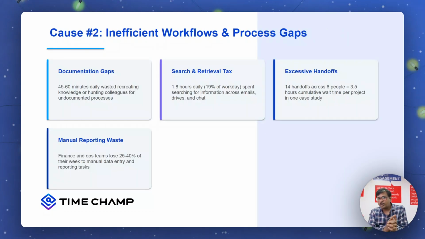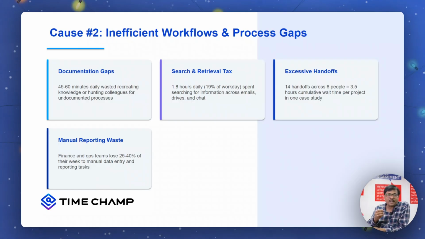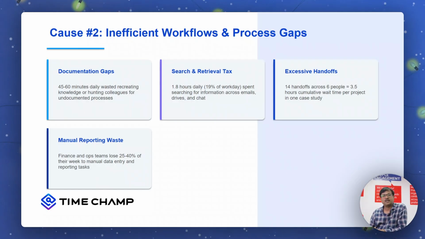Now let's talk about the second major cause of unproductive hours, and this one surprises a lot of leaders because it has nothing to do with employee motivation. It's workflow inefficiency: unclear processes, redundant approval chains, information silos, and manual tasks that honestly should have been automated long ago.